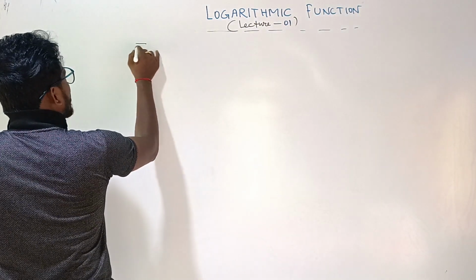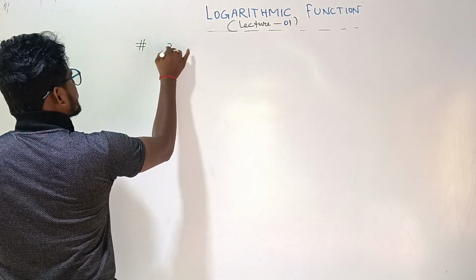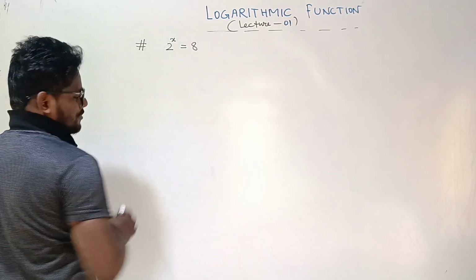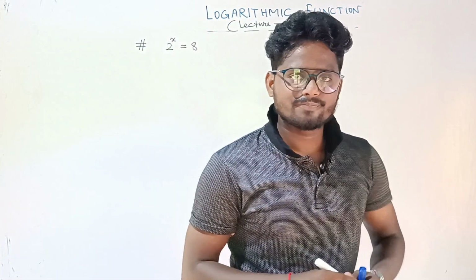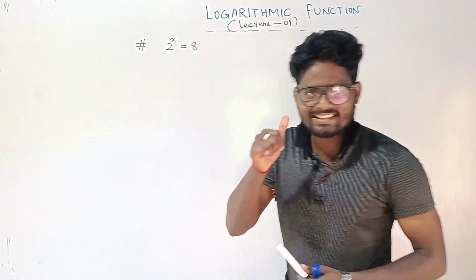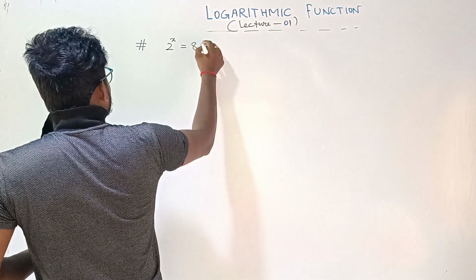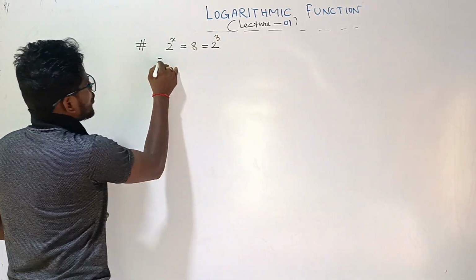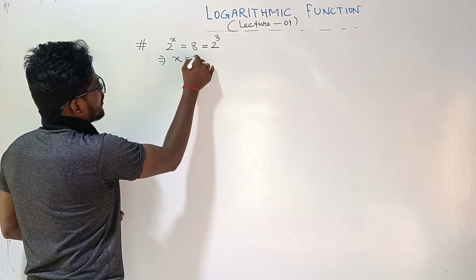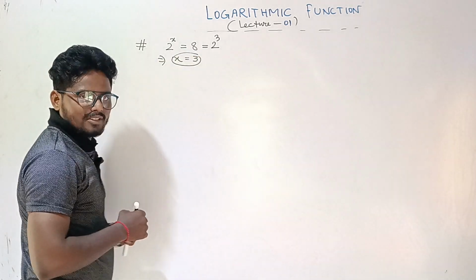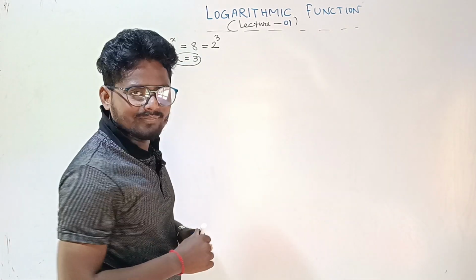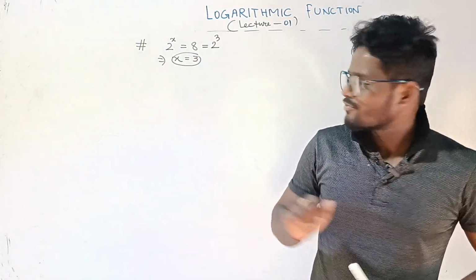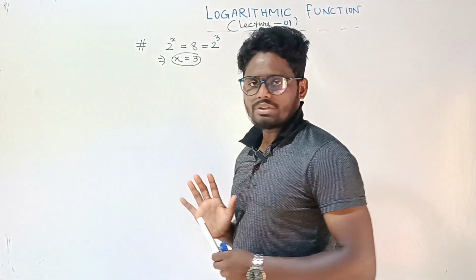Can you solve this equation? 2 to the power x is equal to 8? And the answer is yes, sir. How? Sir, 8 can be written as 2 cube. So we can write x is equal to 3, because the bases are the same. Base is what? 2. Right? So x is equal to 3.